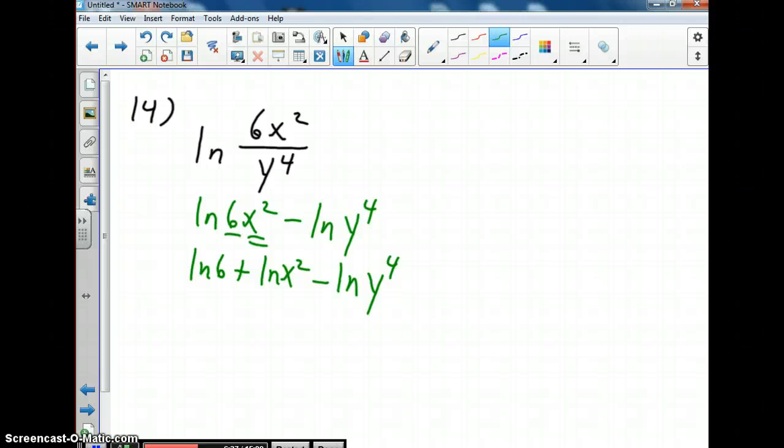Okay, so now we've done the addition, right? Now we do the swingers. We're going to swing here, and here, right? So now what are you going to write down? ln 6 plus 2 ln x minus 4 ln y.